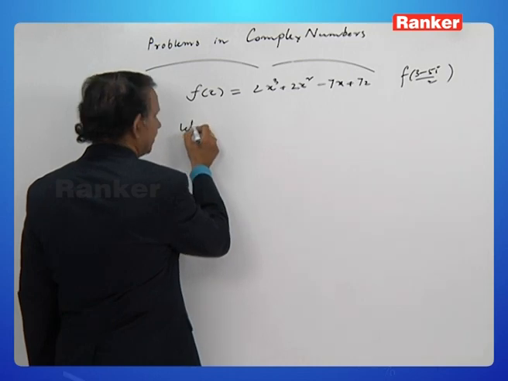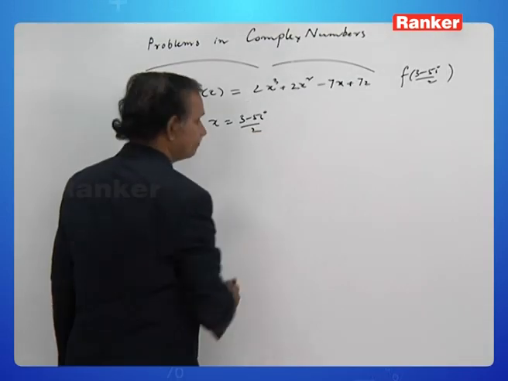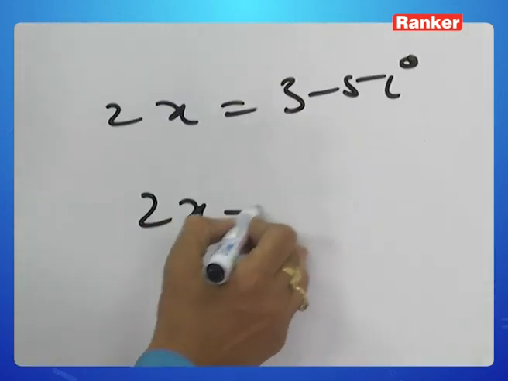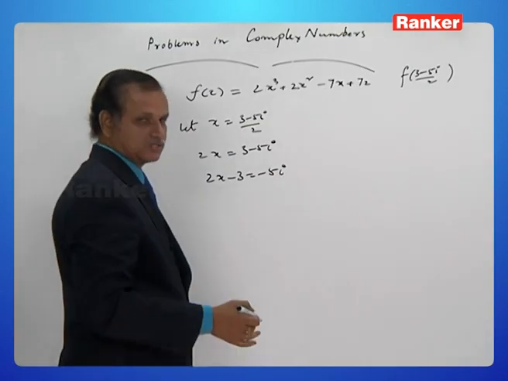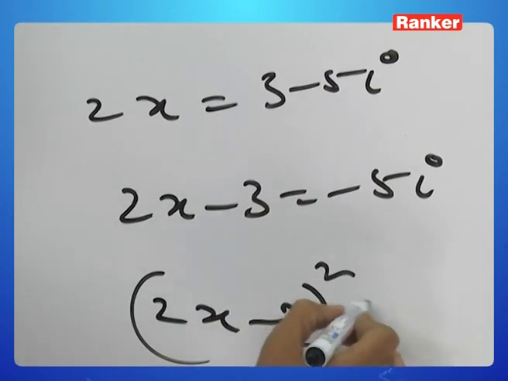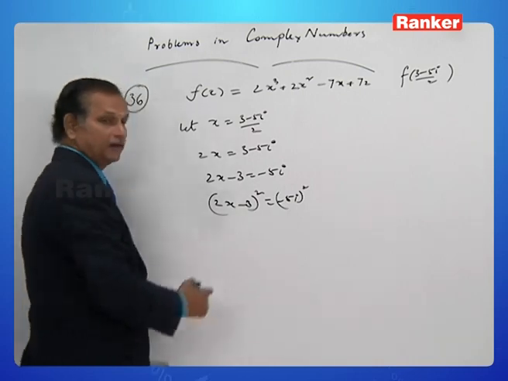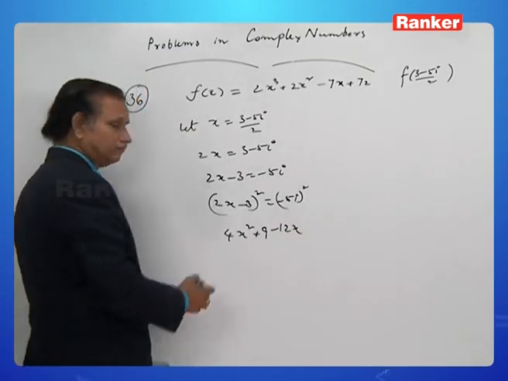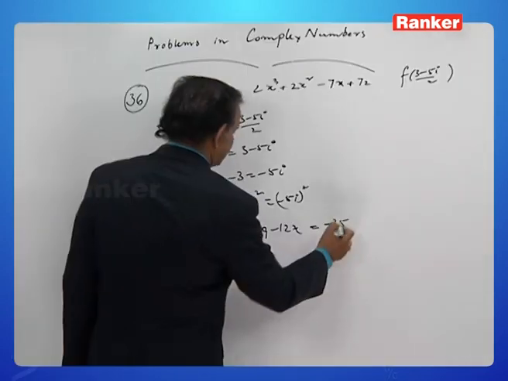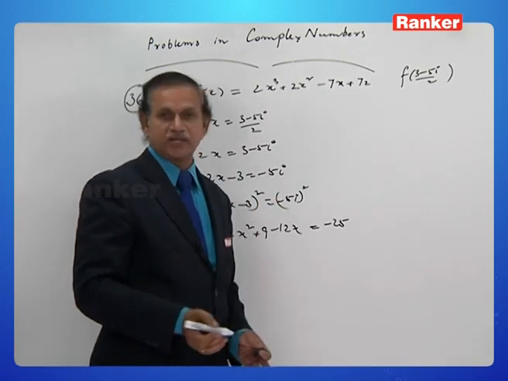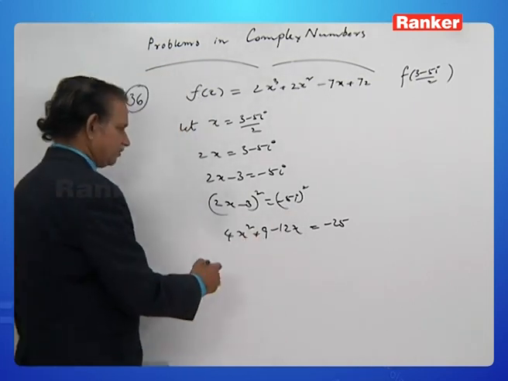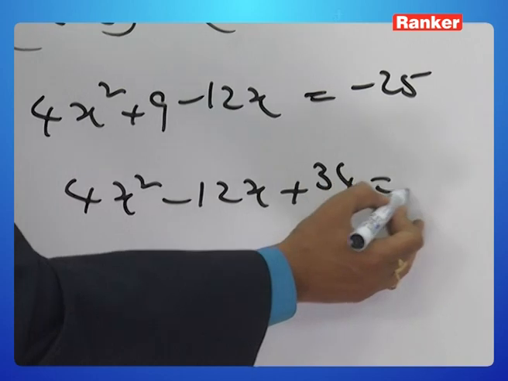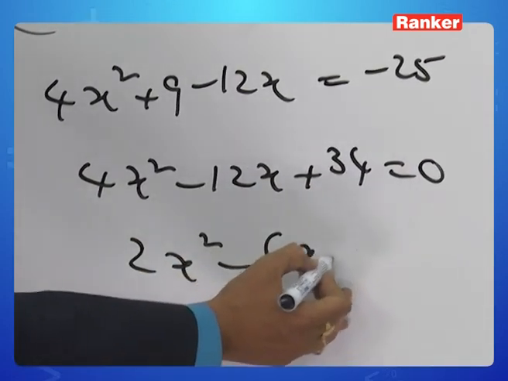Let me take x is equal to (3 minus 5i) by 2. Then what happens? 2x is equal to 3 minus 5i. That is 2x minus 3 is equal to minus 5i. Square it on both sides. (2x minus 3) whole squared is equal to (minus 5i) whole squared. Expand this: 4x squared plus 9 minus 12x is equal to 25i squared, that is minus 25, since i squared is minus 1. Bring that minus 25 to this side. 4x squared minus 12x plus 25 plus 9, which is 34, is equal to 0. Therefore, 2x squared minus 6x plus 17 is equal to 0.